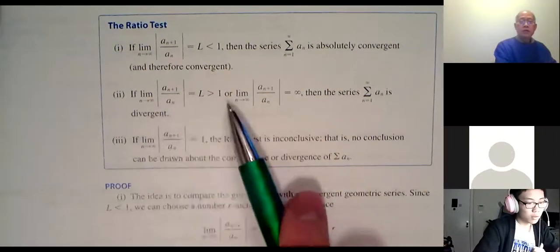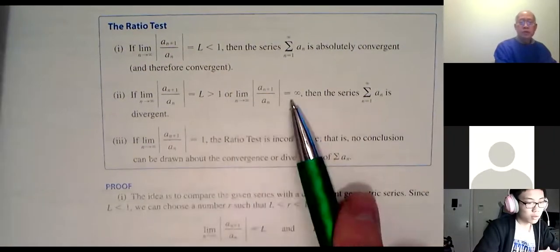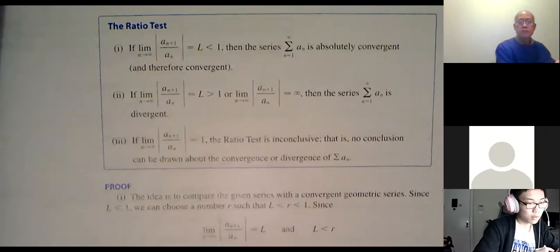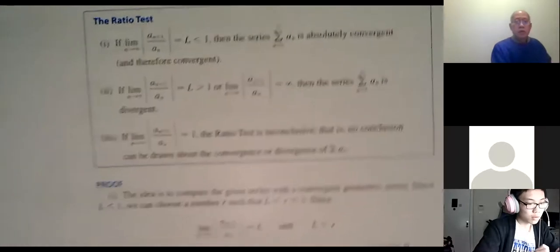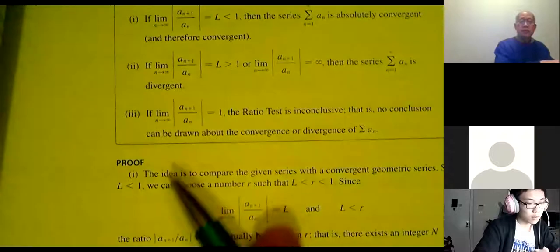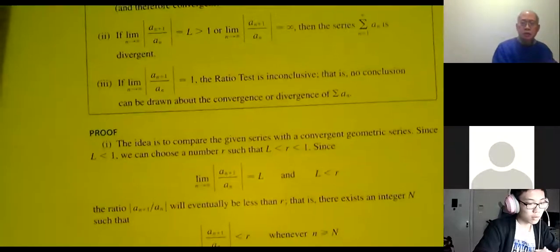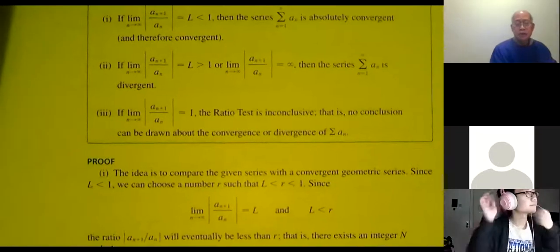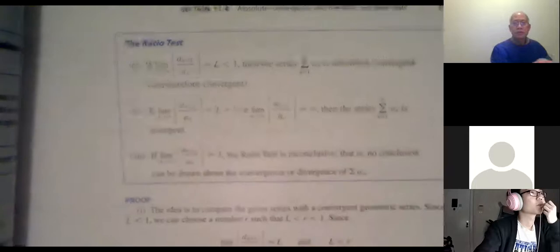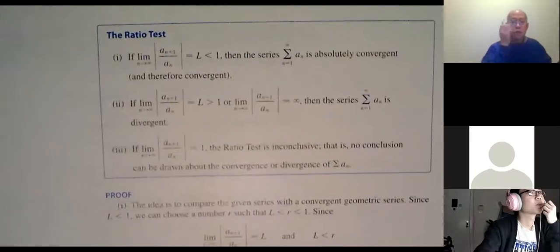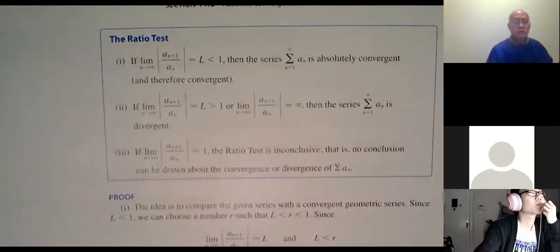If the ratio is bigger than 1 or infinity, the series is divergent. If the limit is 1 or the limit doesn't exist, the ratio test is inconclusive. That means it still might converge, it still might diverge. You can't tell by the ratio test. Put this on your cheat sheet if you wish.